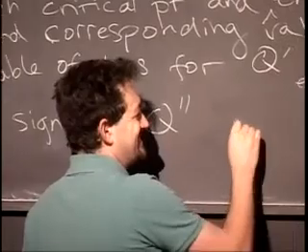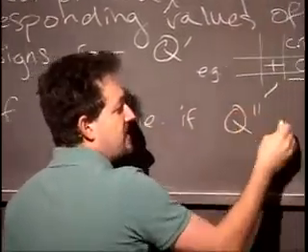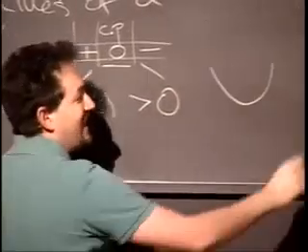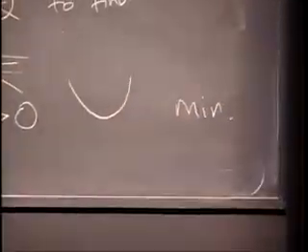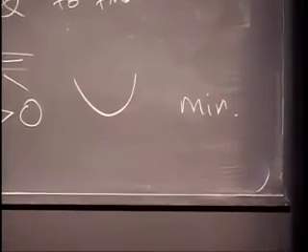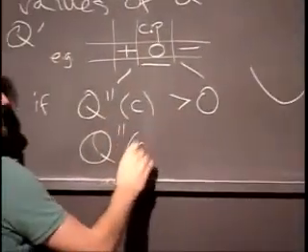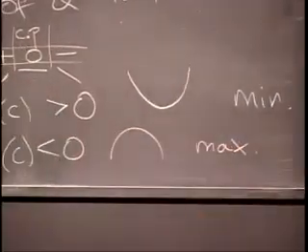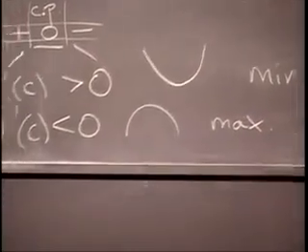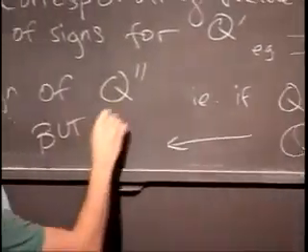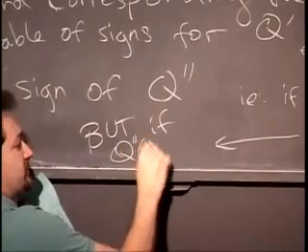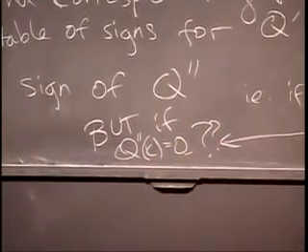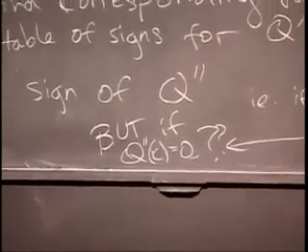Remember, if Q double prime at the critical point C is positive, this means that the curve is concave up and you have a minimum. And again, if there's only one minimum, it must be the minimum. If, on the other hand, Q double prime of C is less than 0, it's concave down and you have a maximum. But beware. If Q double prime of C equals 0, you can't tell anything. It could be a max, it could be a min, or it might be a point of inflection. So that is the useless case.